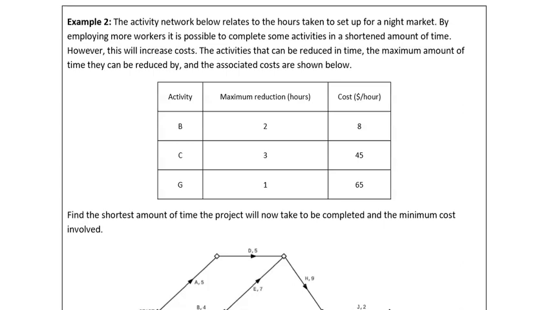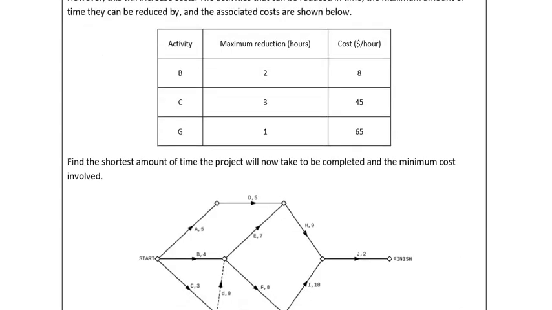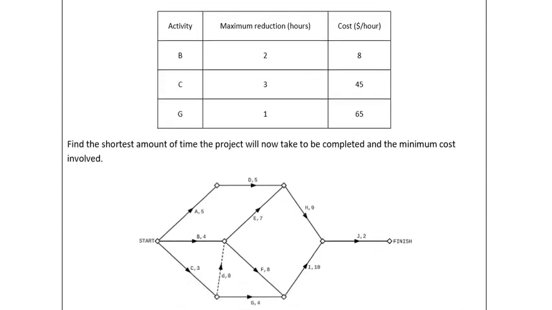So the activities can be reduced in time, the maximum amount of time they can be reduced, and the associated costs are shown in this table here. So we can see, despite there being 10 different activities, we can only actually reduce 3 of them, activity B, C, or G. I can reduce B by 2 hours at most, and it would cost me $8 per hour I reduce. So C, I could reduce by 1, 2, or 3 hours at most, $45 per hour, and G for $65. So there's a couple of things we want to look at.